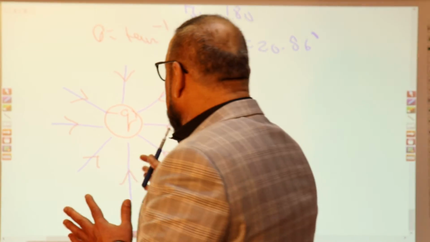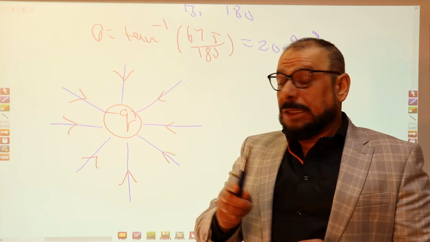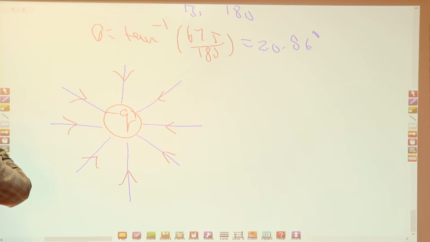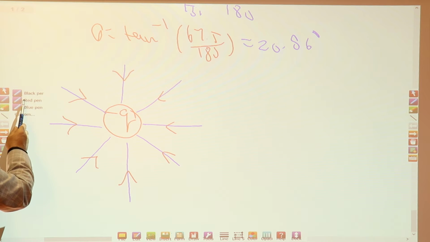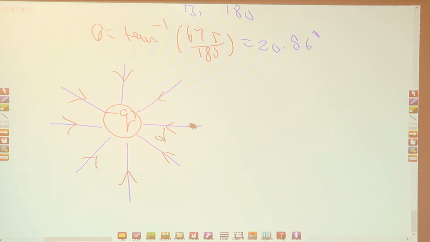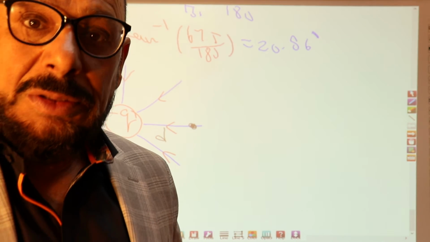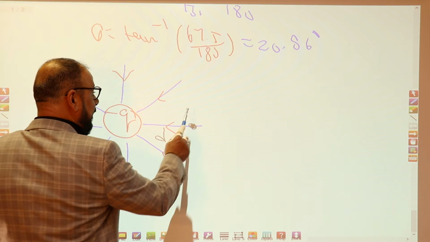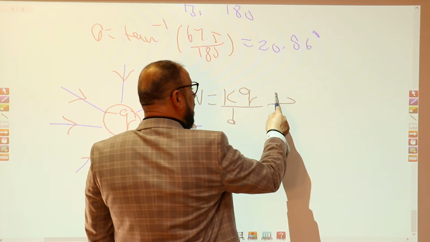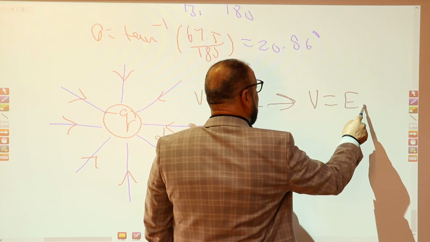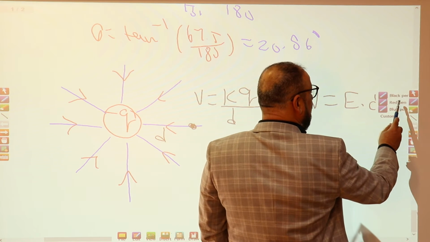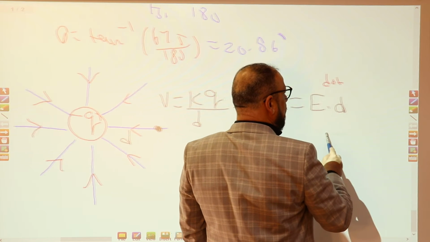Also, we said this charge has electric potential, we call it voltage, right? Electric potential is a scalar quantity. At this point D, from the charge, there's electric potential V. You can calculate it: KQ over D. If you remember, we said V equals E times D, and we call this a dot product.